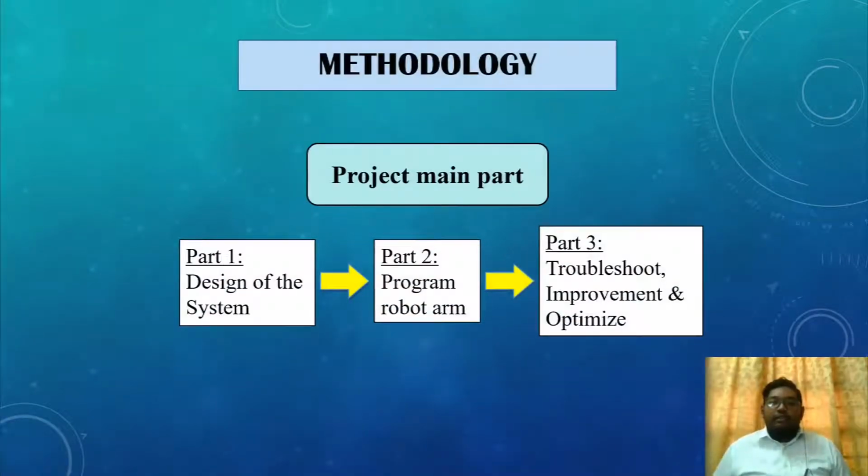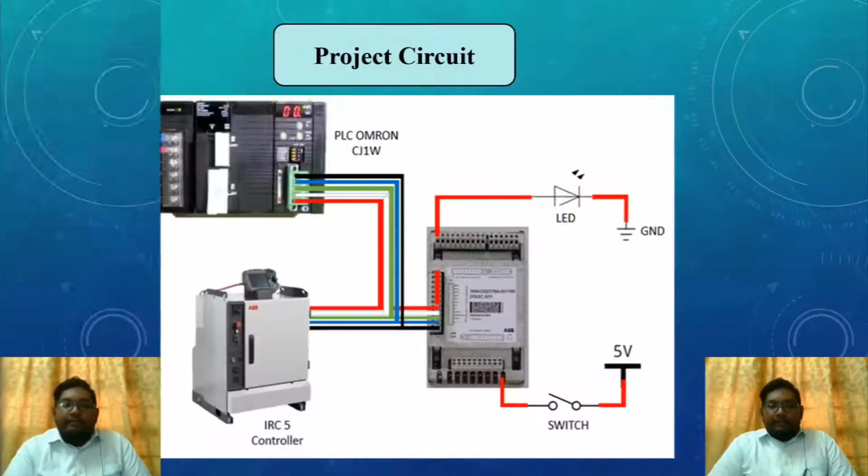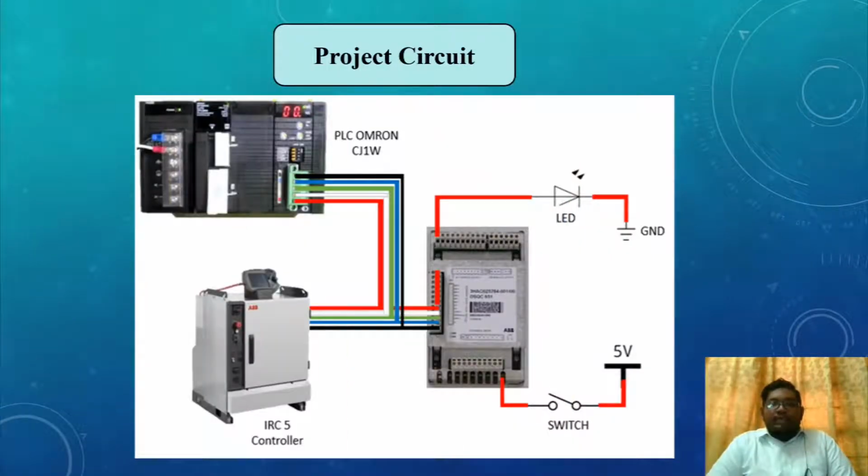The methodology for this project consists of three main parts. First is the part of designing the system. Second is programming the robot arm by using RAPID code in Robot Studio. Third is the troubleshooting, improvement and optimization process that is done to ensure the project achieves the desired expectation. For project design, it involves the circuit design of this project.